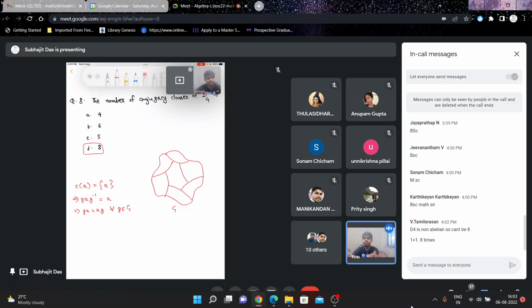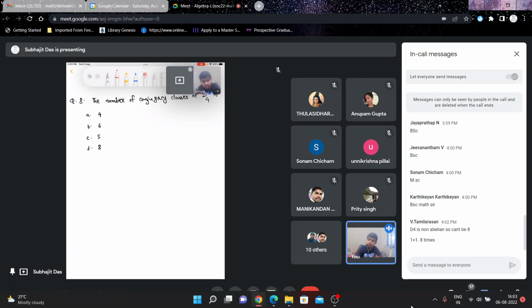That means that the group is abelian, but D4 is clearly non-abelian, right? D4 is non-abelian, so this can't be possible. So there cannot be 8 conjugacy classes for sure. That we can be completely sure of. So this is obviously wrong. Now let's actually compute the conjugacy classes of D4.